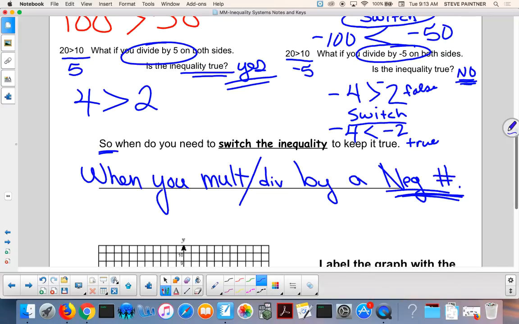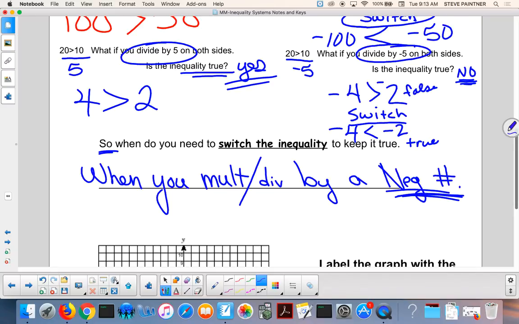Boom. There you go, guys. Today's lesson is right there on the board. So when you start solving for y and you divide both sides by negative 2, switch the sign. You divide both sides by negative 5, switch the sign. What if you divide both sides by positive 3? Don't switch the sign. Don't switch the sign because I proved it to you. When you divide by 5, you don't have to switch the sign. When you divide by negative 5, you have to switch the sign.